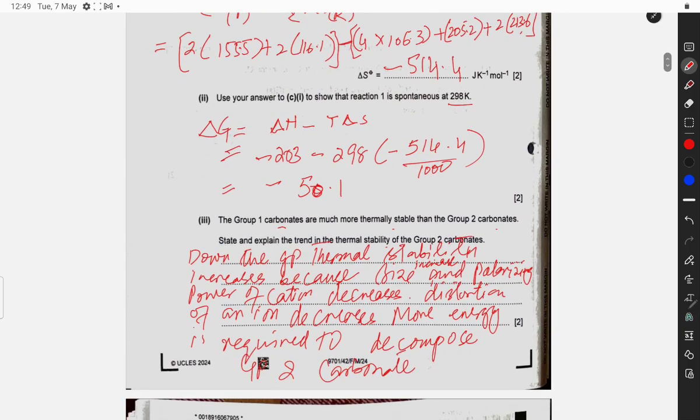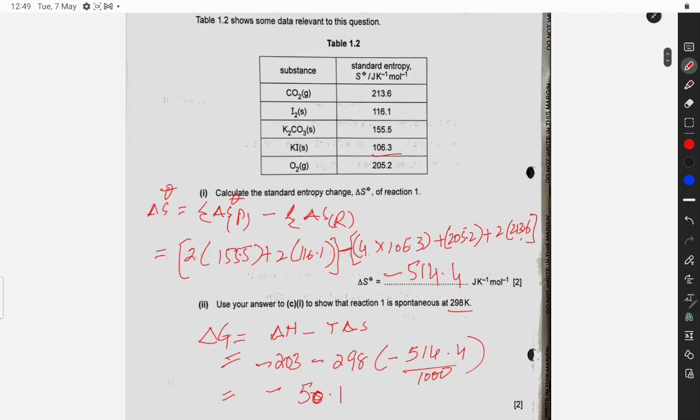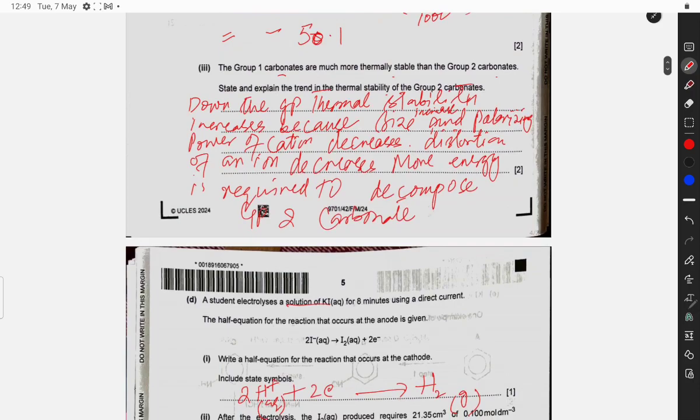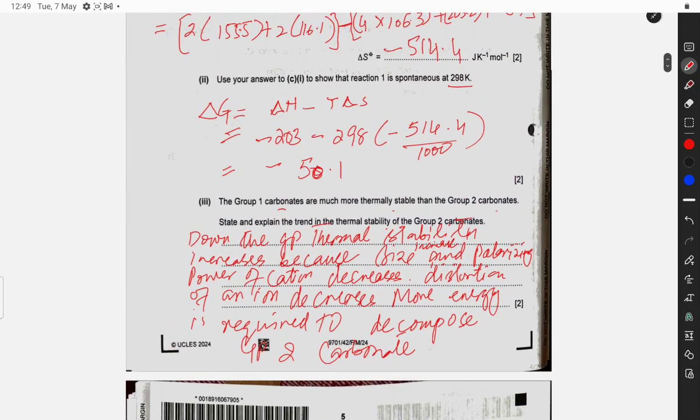Use your answer to C1 to show that reaction 1 is spontaneous at 298 Kelvin. So delta G is equal to delta H minus T delta S. We have delta H equal to -203.4, minus 298 times the entropy 514.4 divided by 1000. This is equal to -50.1 kilojoule per mole.